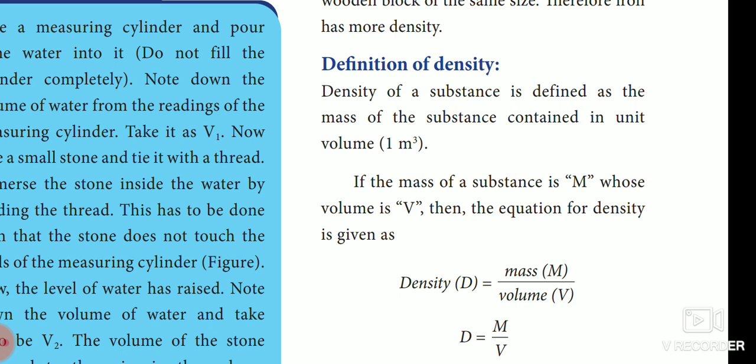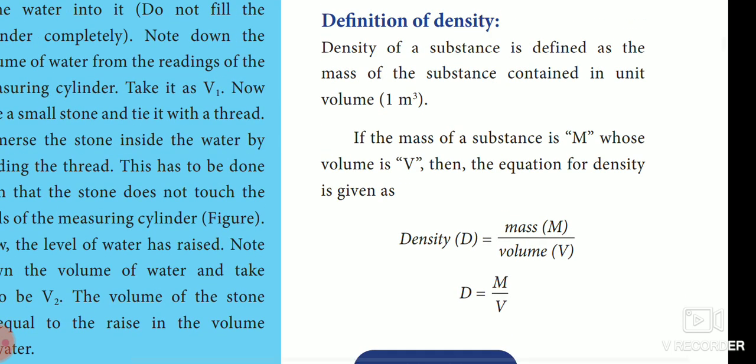Okay, now if the mass of the substance is m, and its volume is v, then the equation for density is: density is equal to mass by volume. That is, d is equal to m by v.